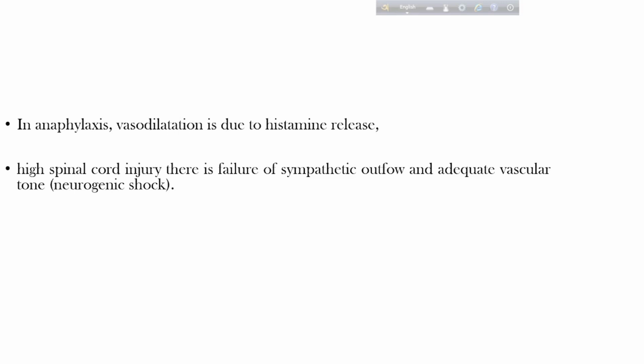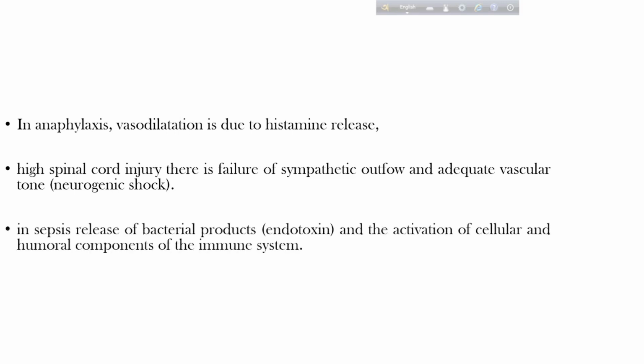In sepsis, there is release of bacterial products such as endotoxin and activation of the cellular and humoral components of the immune system. There is maldistribution of blood flow at the microvascular level with arteriovenous shunting and dysfunction of cellular utilization of oxygen.